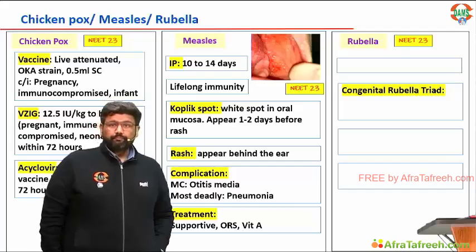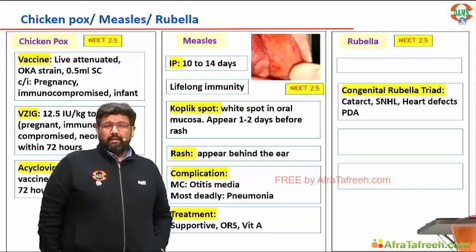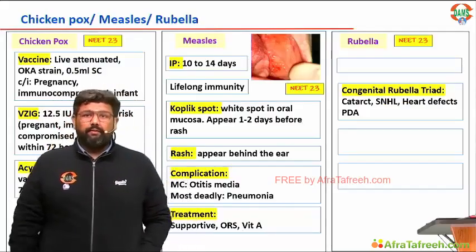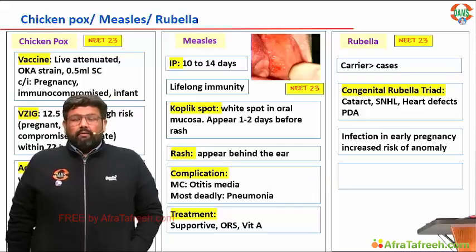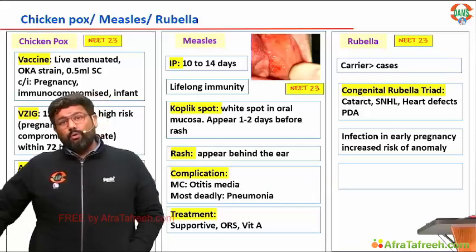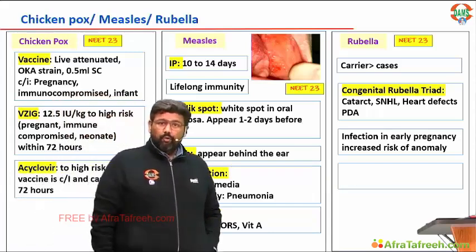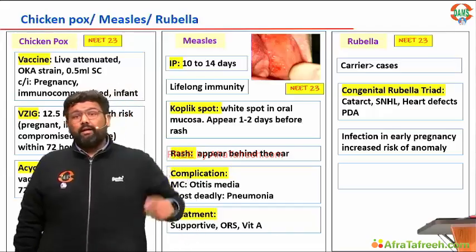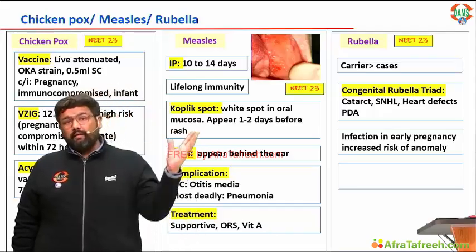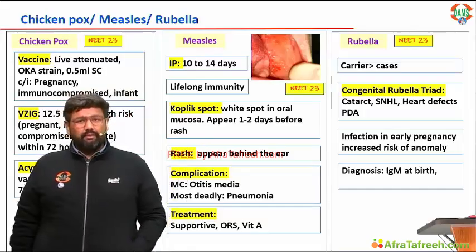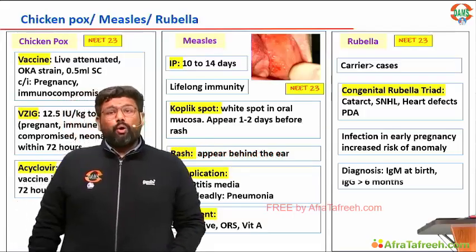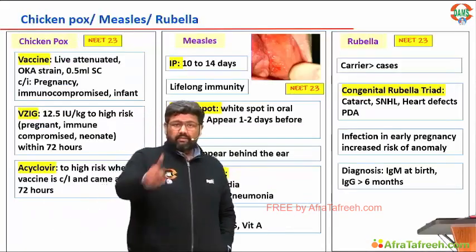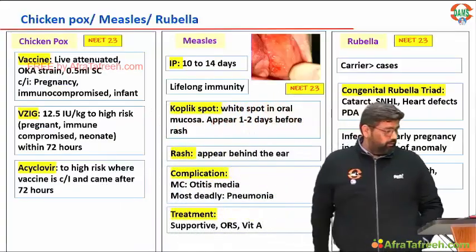Rubella, congenital rubella triad: cataract, sensorineural hearing loss, heart defects, PDA. This line was given in NEET PG 2023. Then in rubella, carriers are more than cases. This line is very important for your MCQ. Infection in early pregnancy increases risk of anomalies. Diagnosis: IgM positive at birth or IgG after 6 months. This slide is very important. Do not forget.